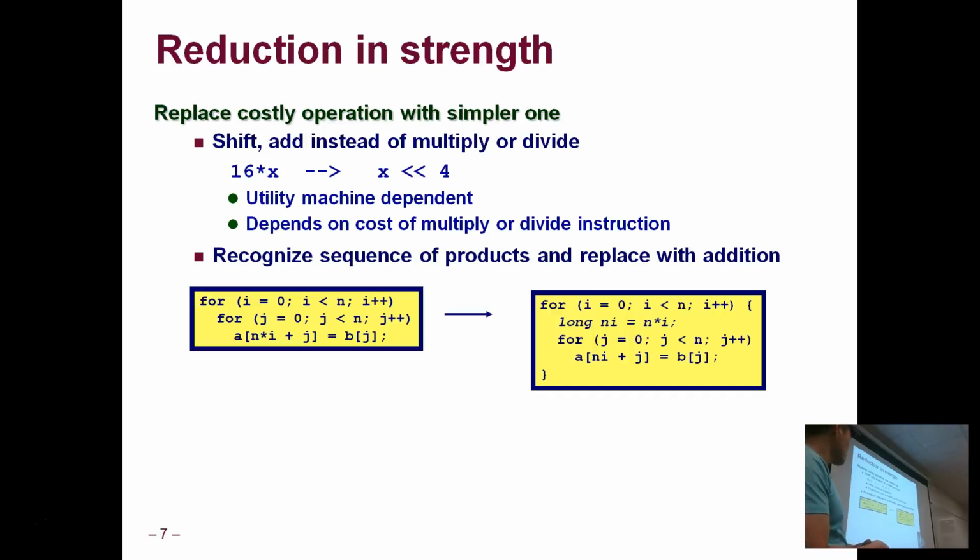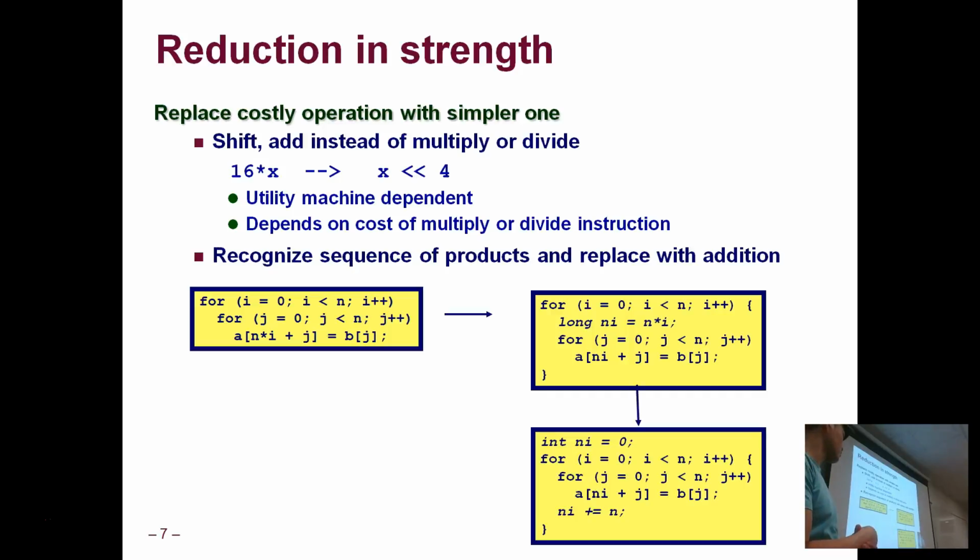Yeah, you can change this to addition, right? You know that n·i is going to start at 0, and then the first iteration is n, and then 2n, and then 3n. So you could replace this multiplication with a sequence of additions of n. Rather than doing this multiplication in the outer loop, you set this integer to 0 at the beginning, and then at the end of every iteration of the outer loop, you just add n to it. Gets rid of the multiplication. That's a reduction in strength.